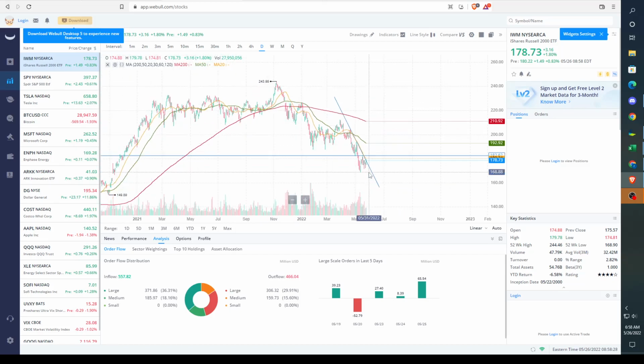But overall, chart's still looking pretty darn bearish. We do have this 50-day moving average that we could potentially go to. It's 193.59. So right here, I would think that there's going to be significant resistance.